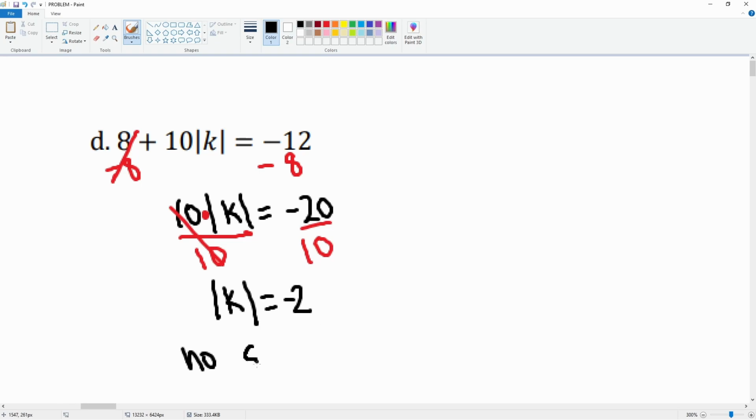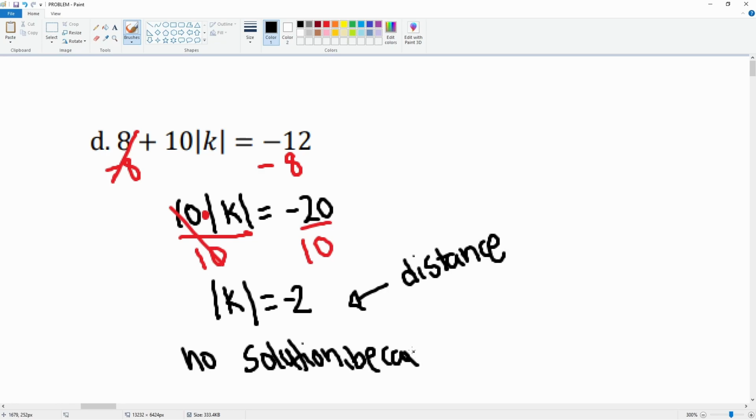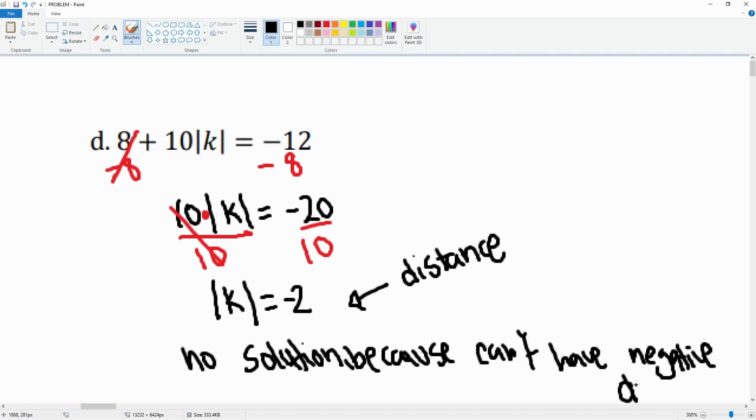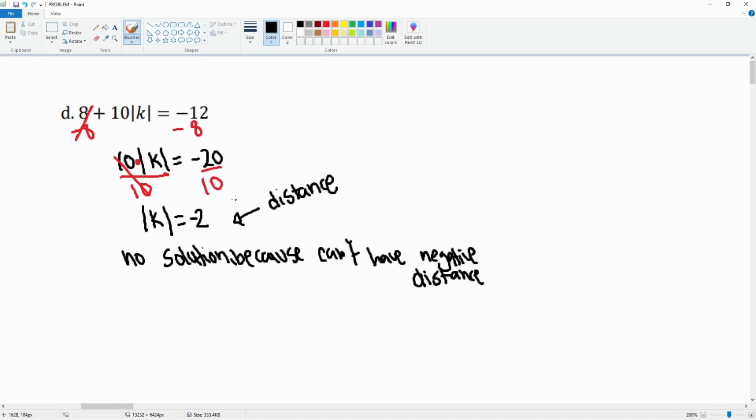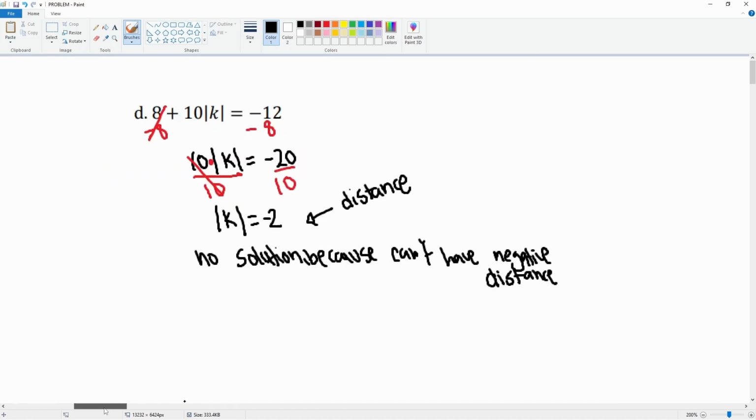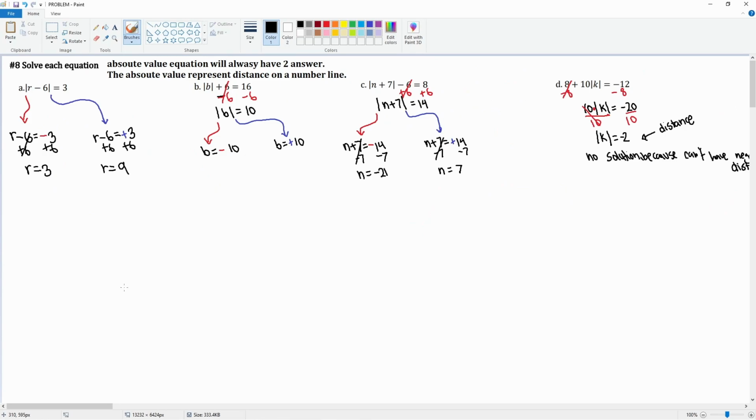This technically has no solution, because the absolute value is distance. No solutions, because you can't have negative distance. There is no distance of negative 2. So D is actually no solution. Okay, so there you go for number 8.